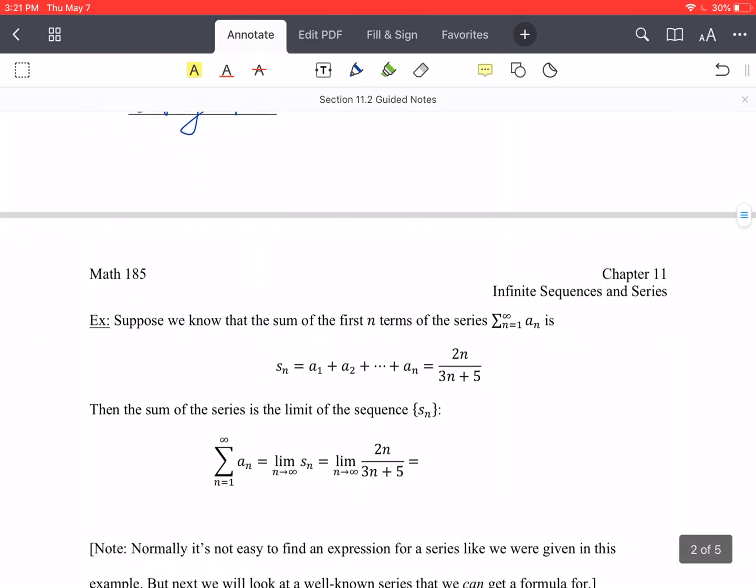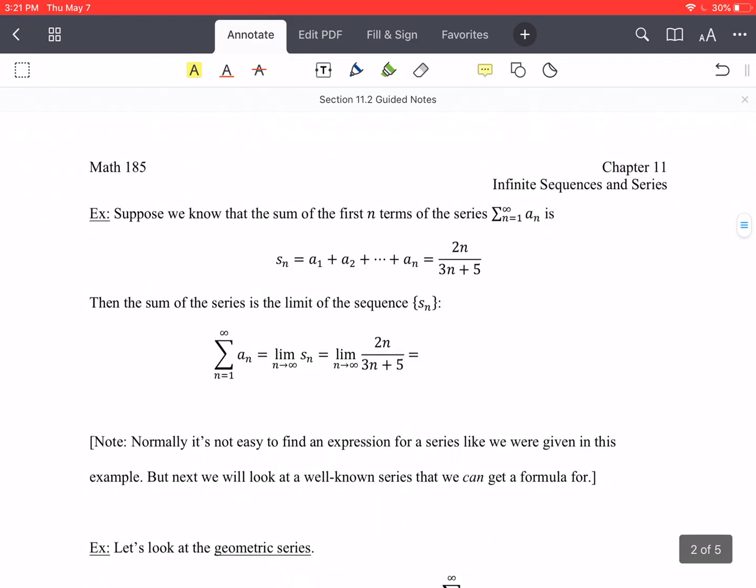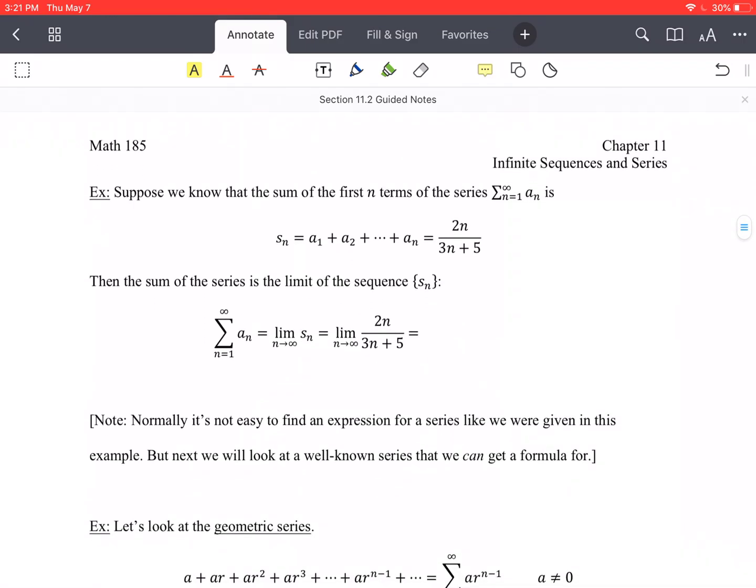So suppose we know that the sum of the first n terms of the series is s sub n equals a1 plus a2 plus all the way up to an equals 2n over 3n plus 5. Okay, so say we had this nice concise formula for the partial sums, then the sum of the series is the limit of the sequence. So here we have the sum of that series, that's going to be the limit of that sequence.